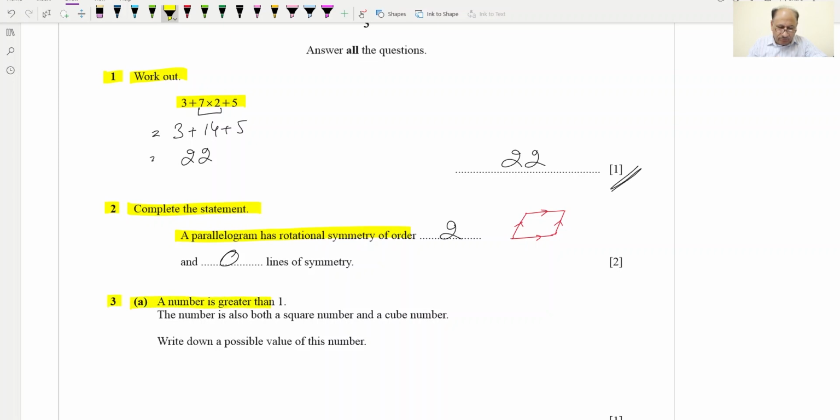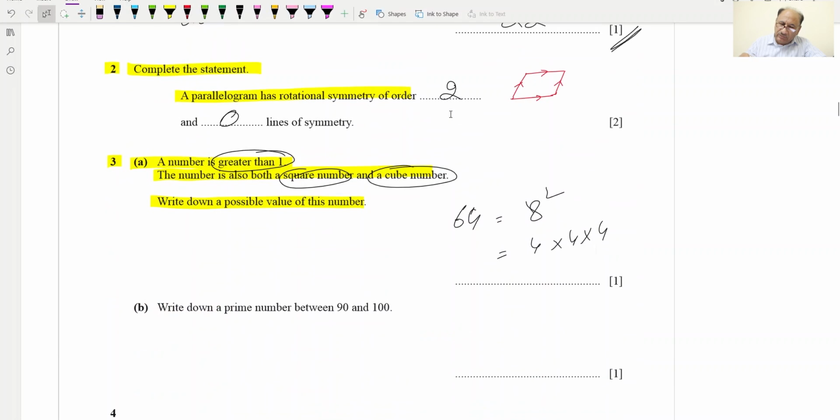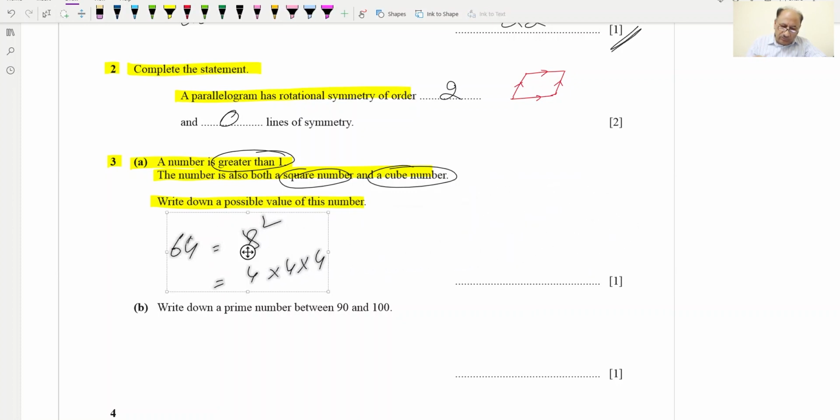Question number 3, part a. A number is greater than 1 and the number is also both a square number and a cube number. Write down the possible value of x. The number should be greater than 1, and a square number and a cube number. So it will be 64, which is the square of 8, and which is the cube of 4. So we can write 64 as our answer over here.